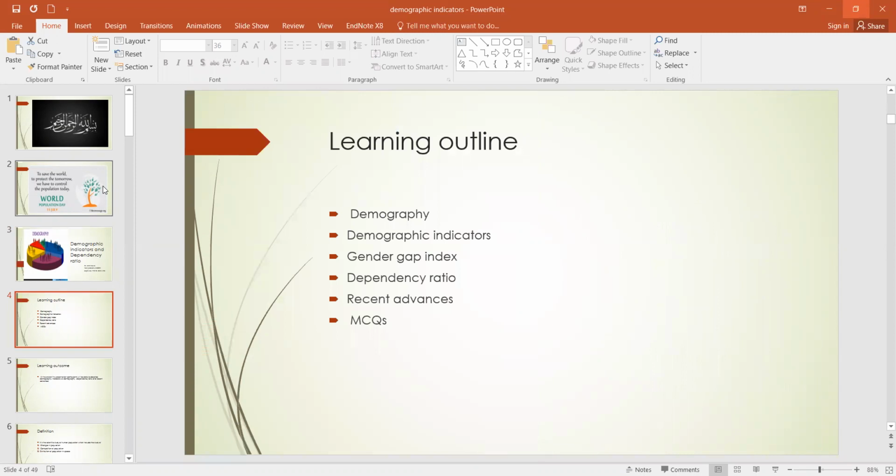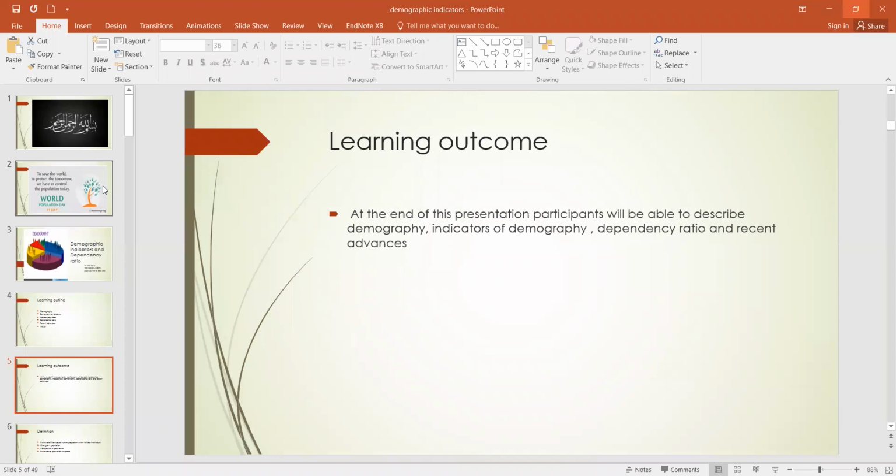The learning outline of my presentation is demography, demographic indicators, gender gap index, dependency ratio, recent advances, and in the last, there is the session of MCQs. At the end of this presentation, participants will be able to describe what is demography, different indicators of demography, dependency ratio, and recent advances.